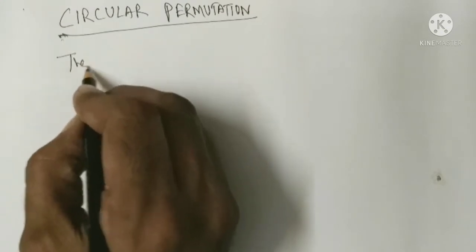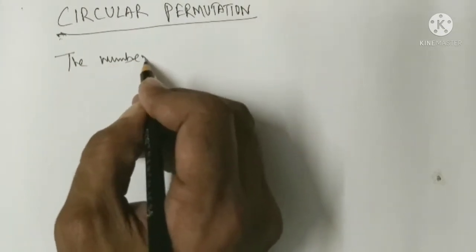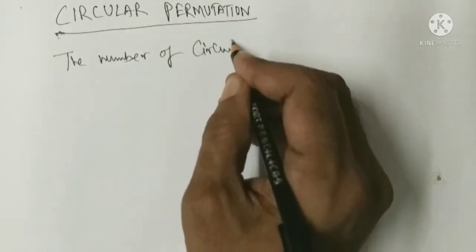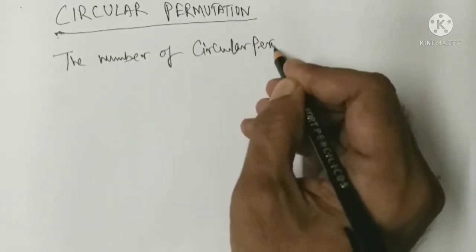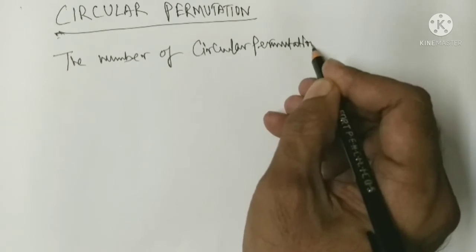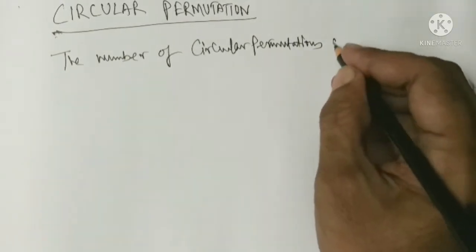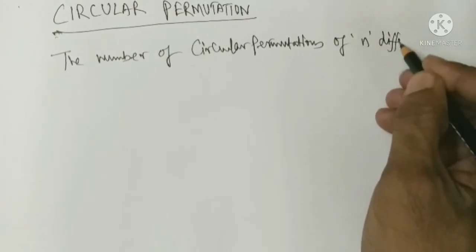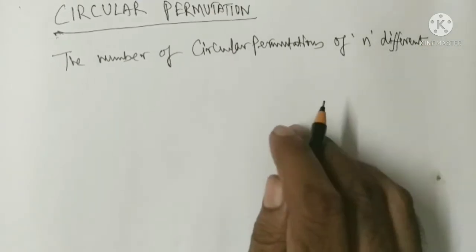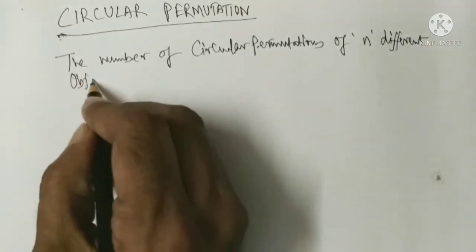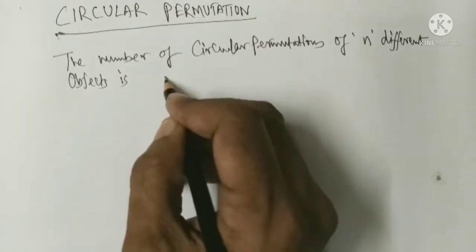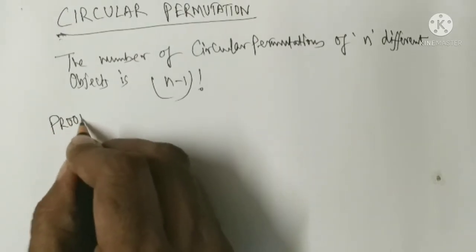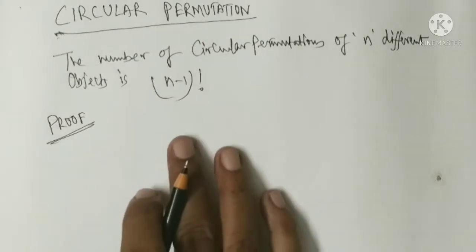The number of circular permutations of n different objects is n minus 1 factorial, and we will again establish by proving this formula.